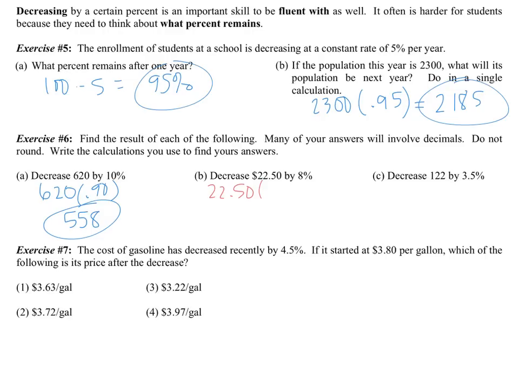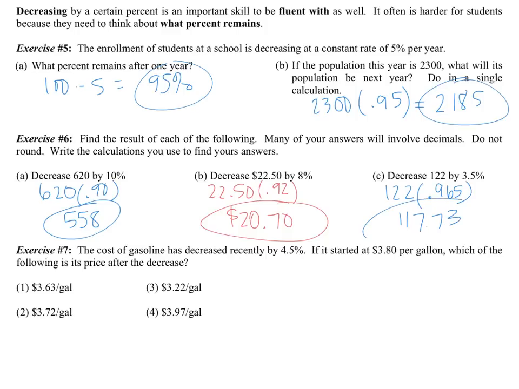We're going to take 2250, and it's being decreased by 8%. So what's left is 92%. Multiply those, and we end up with $20.70. And finally, we're going to decrease 122 by 3.5%. This might take a little bit more math to do, but you end up with 96.5%, so 0.965, and it becomes 117.73.